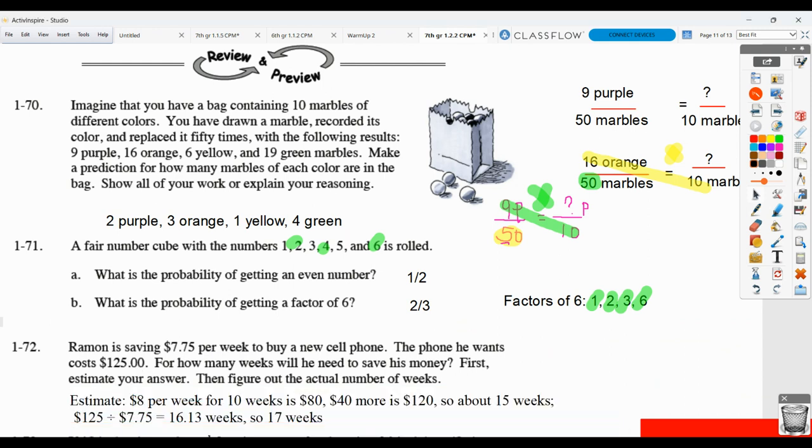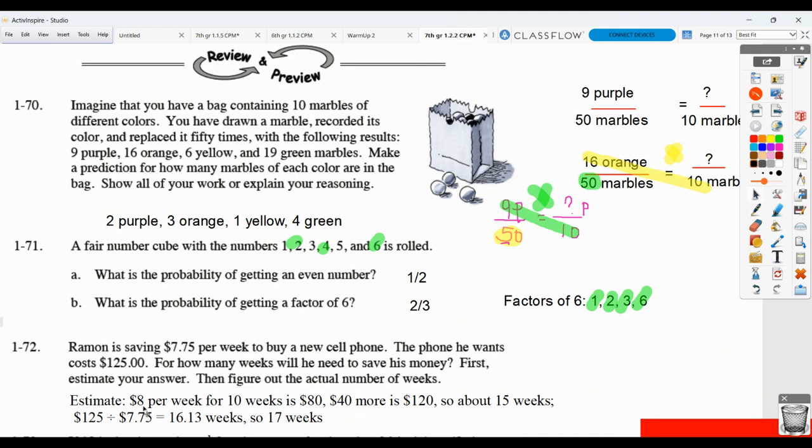So in terms of doing it exact, you would take the $125, divide by the $7.75, and you get 16.13 weeks, 16 and 13 hundredths. And of course, that means he's going to have to work 17 weeks because you need to make sure that you have enough. And at 16 weeks, he will not have enough. So at 17 weeks, he will.